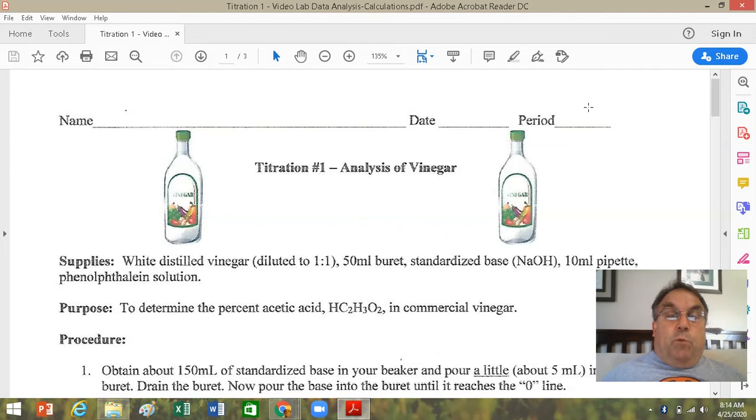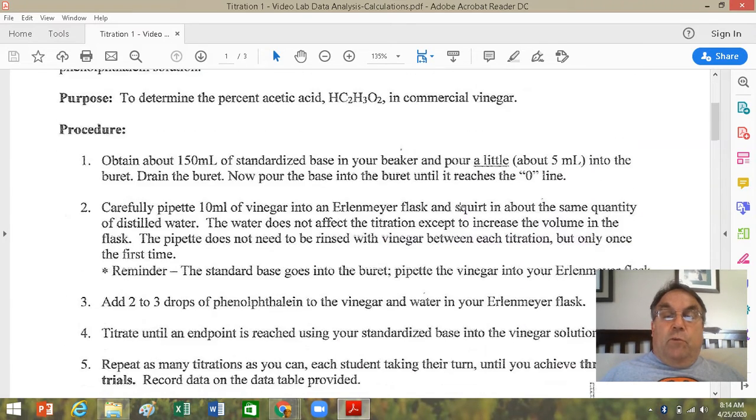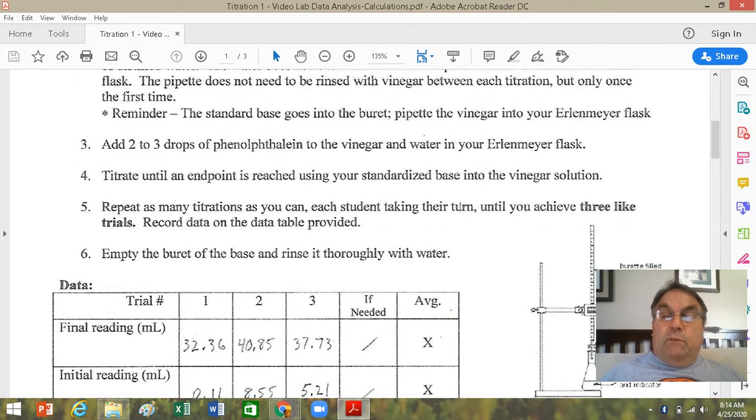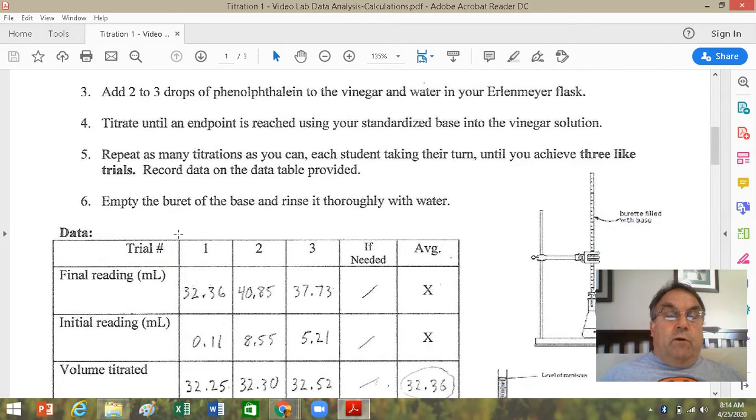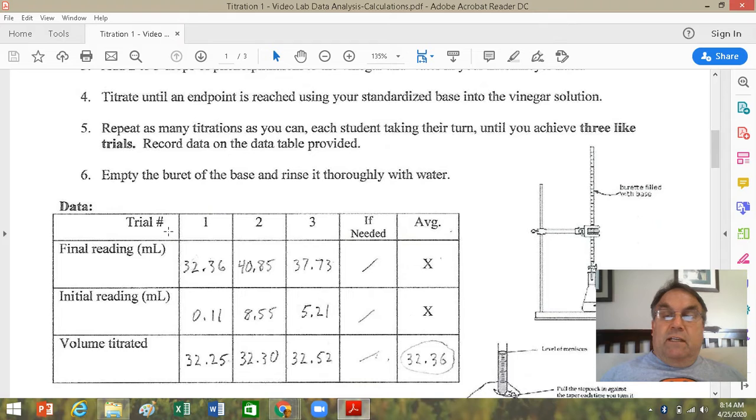This is the analysis portion of Titration 1, where we're trying to figure out the concentration of commercial vinegar. I'm having to do the results this way because when I was editing the video, I noticed that portion didn't turn out very well. Also, I had made some mistakes in viewing the readings, so I re-recorded the data.